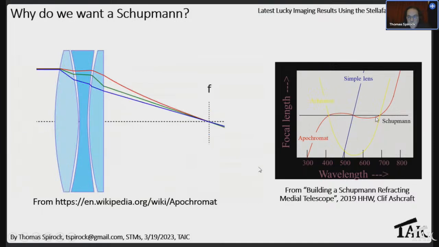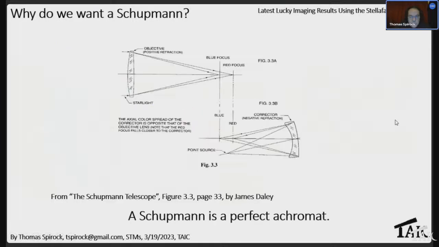We're now on this red line, but it's still not perfect, as opposed to this black line, which is the Schupmann telescope, which shows that the focal length for all of the colors across the visible spectrum are the same. So we can get a perfectly corrected color image. And this is accomplished. This schematic shows how this is accomplished. This is taken from Jim Daly's text.